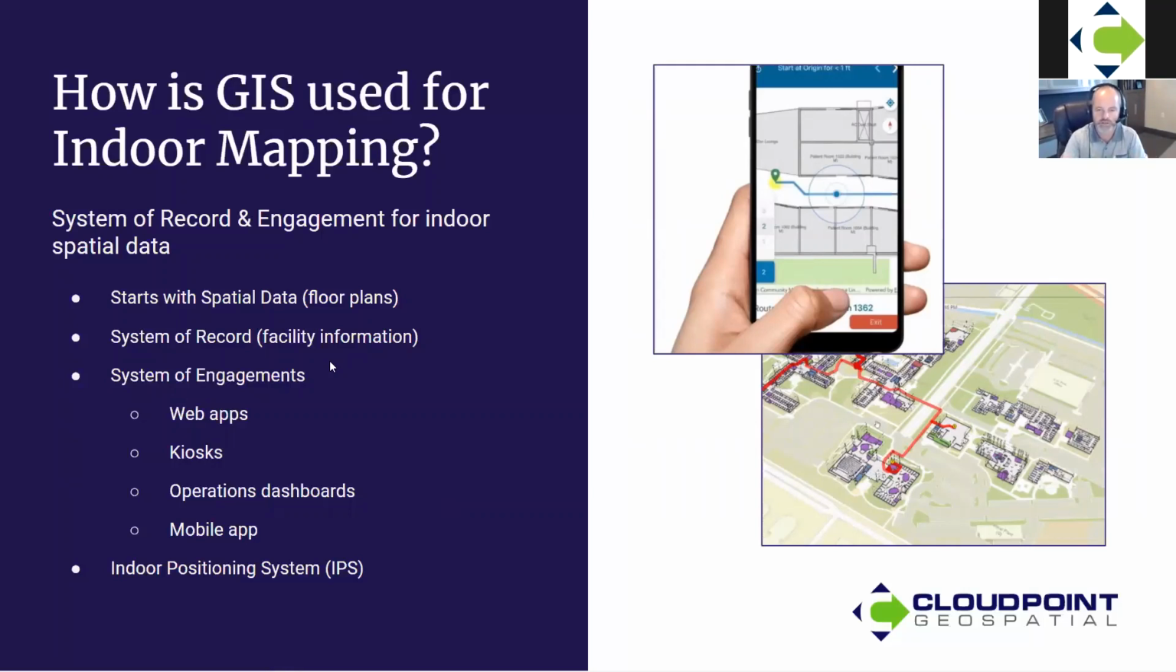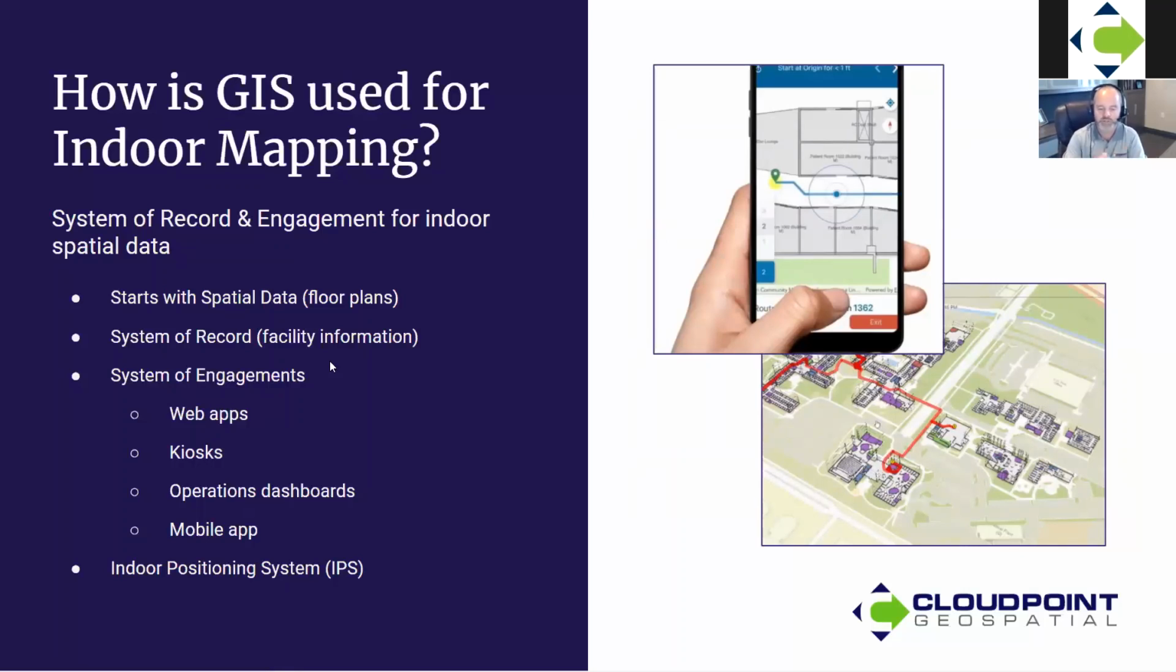So what does this look like? We have a system of record, which is your floor plans, your interior space data, and then maybe your work orders, things like that. Those things are stored in a database or in your CAD files. But now we want a system of engagement. How are we going to engage with that data? Is it going to be a web app? In this case, we'll show a kiosk example. An operations dashboard is another way to engage with it. So you have system of record and system of engagement, and GIS brings those two together.